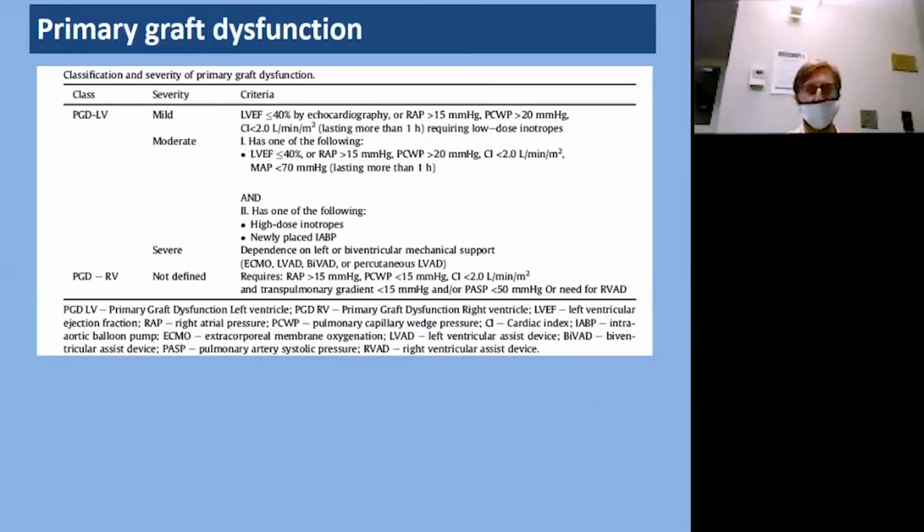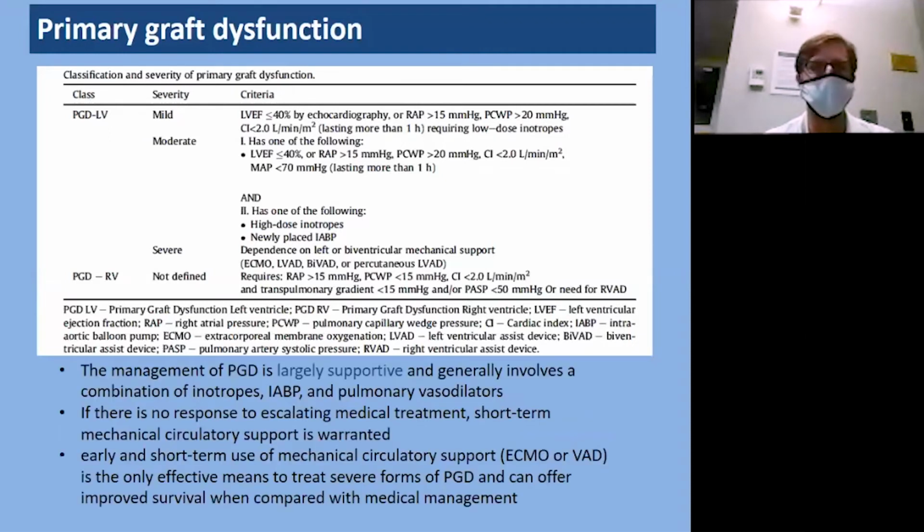So these are the different criteria, the classification for primary graft dysfunction. We don't have to go through them in detail, but mild would be EF less than 40, high wedge, low cardiac output. Moderate would have the need for high dose inotropes or a balloon pump, and then severe is the need for unilateral or biventricular support. And then there's an RV PGD as well, which would have normal wedge and a high RA pressure and a low cardiac index, TPG less than 15, and or need for an RVAD.